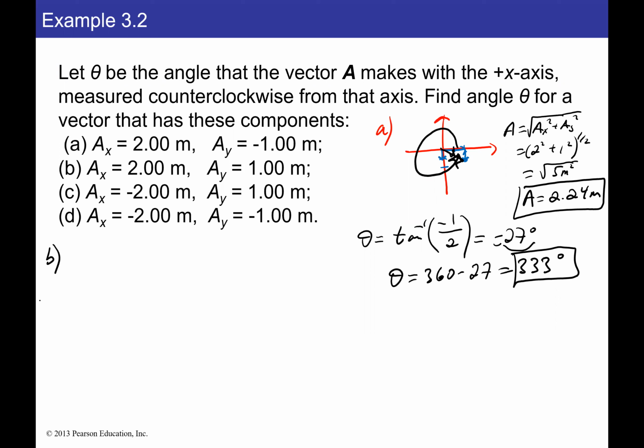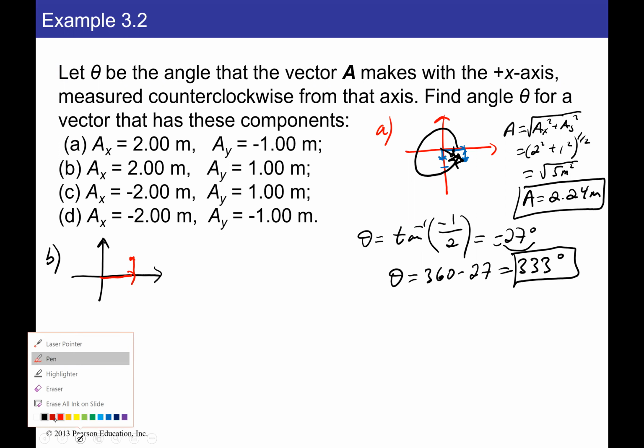Part B, ax is 2, ay is 1. So that's a little bit easier one, because you have 2 in the x direction, 1 in the y direction. Both of them are positive. So my resultant is this guy here.